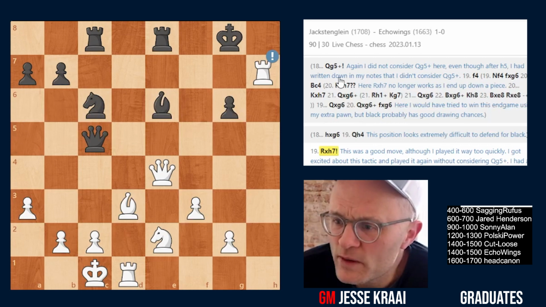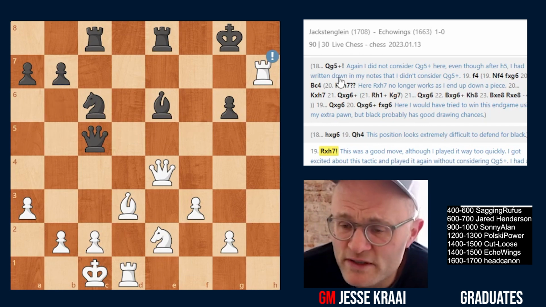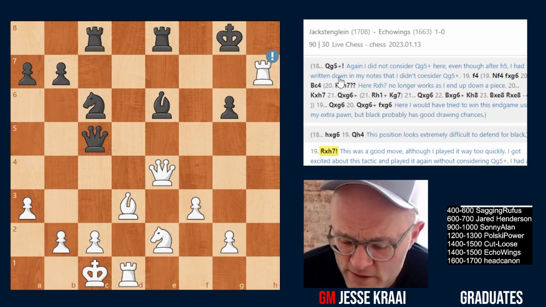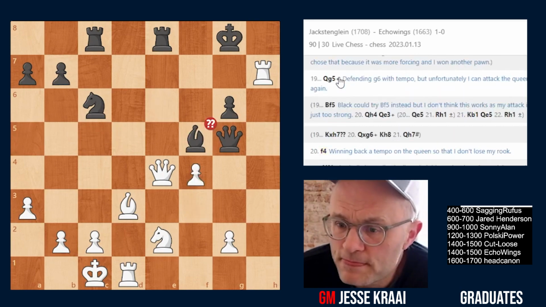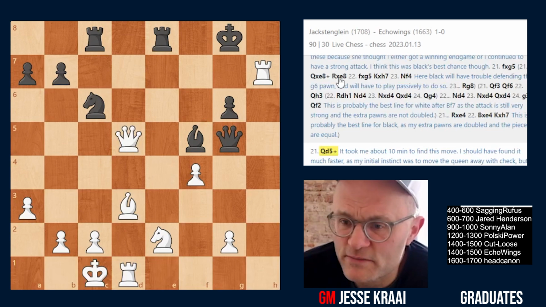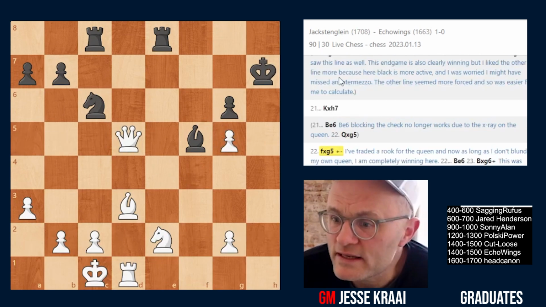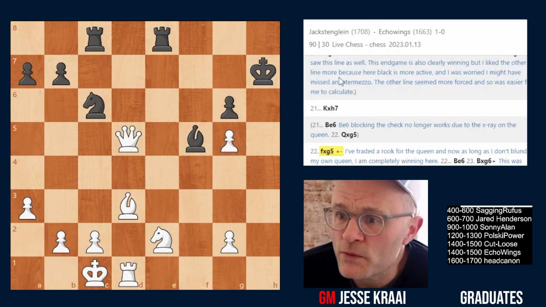This was a good move, although I played it too quickly. I got excited about the tactic and played it again without considering queen g5. The good news for us is queen g5 can be met with f4. Check to the miserable king. All right, and now we're going to stop looking at this game.